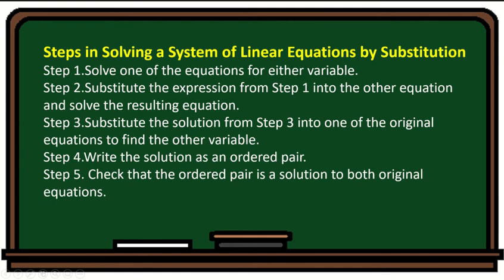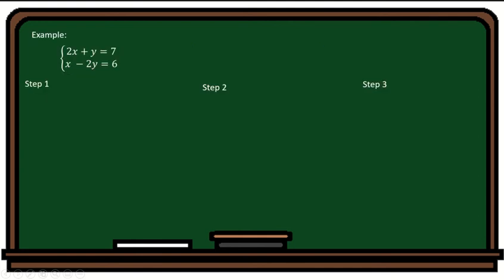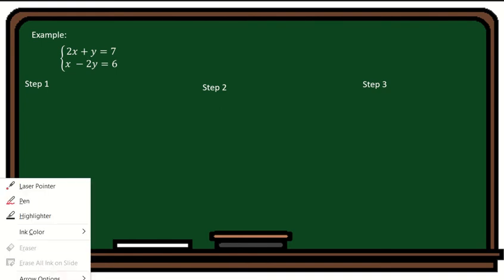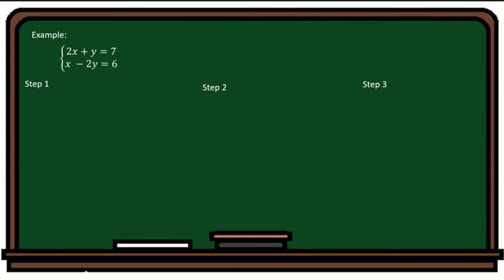To understand more about these steps, we are to have an example. Example number 1. We have the system of equations 2x plus y equals 7 and x minus 2y equals 6. Step 1, we are to solve for the value of either of the variables. So we will choose one of the variables that we will give a value to. In this case, the exact value of the variable is not yet known, so it can be in expression form. This is our equation 1 and this is our equation 2.